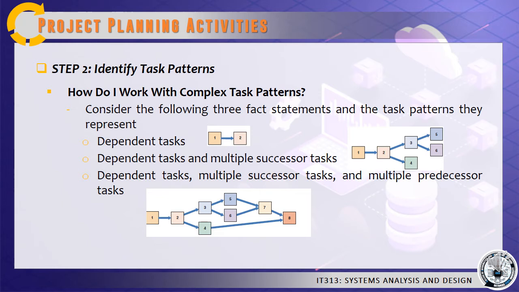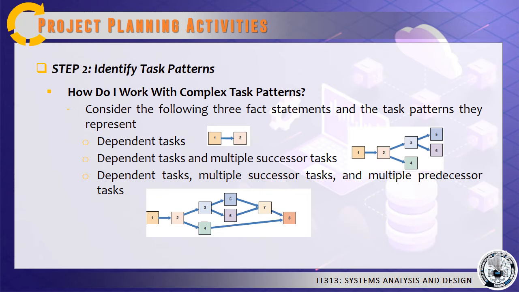The next one is dependent task and multiple successor tasks. The diagram shows that we have to perform task 1. When task 1 is complete, perform task 2. When task 2 is finished, start 2 tasks, task 3 and task 4. When task 3 is complete, start 2 more tasks, task 5 and task 6.